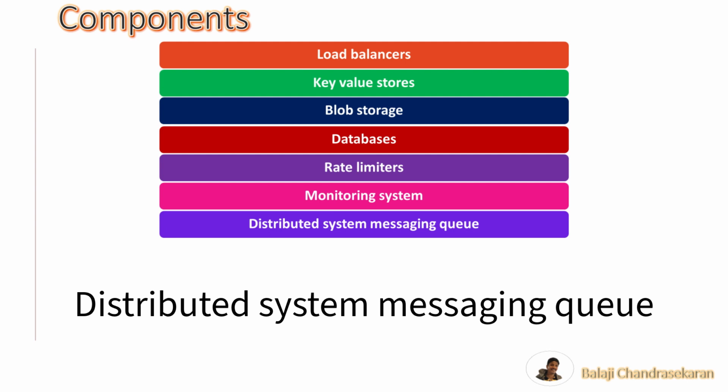Popular distributed system messaging queues include Apache Kafka, RabbitMQ, Amazon SQS (Simple Queue Service), Apache ActiveMQ, Google Cloud Pub/Sub, and Microsoft Azure Service Bus. Each messaging queue has its own features, scalability options, and use cases.